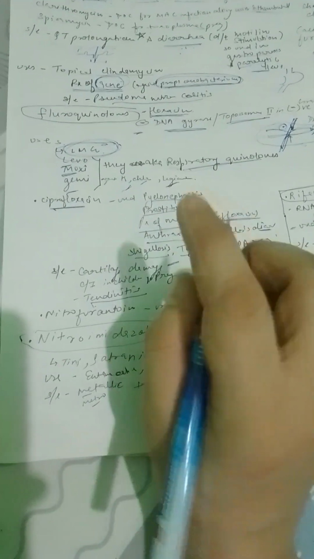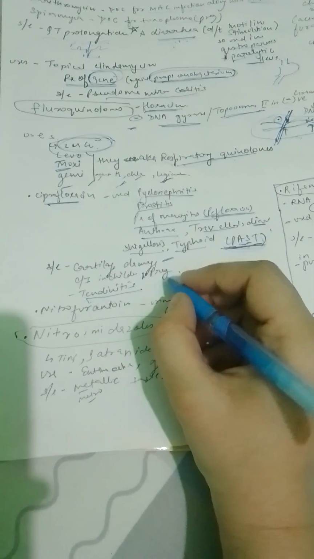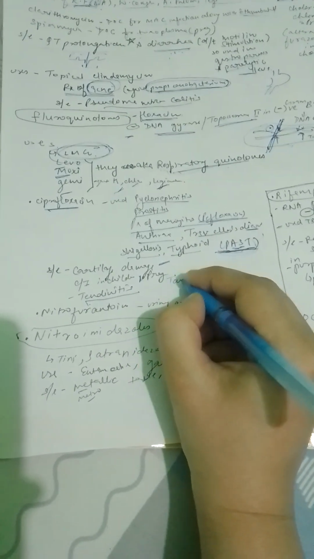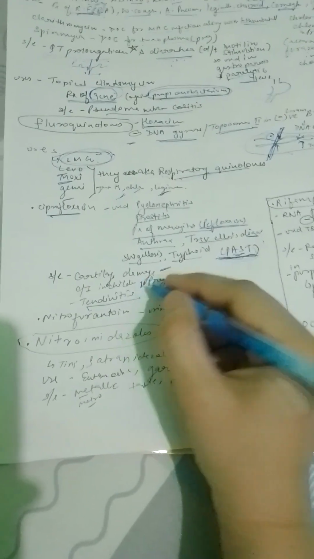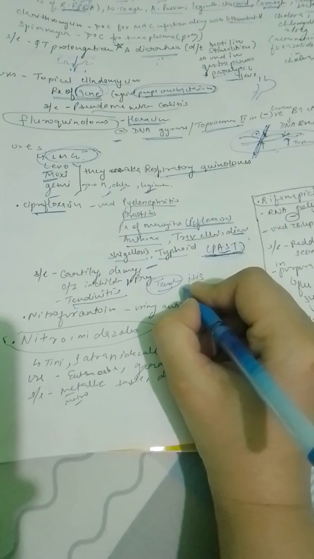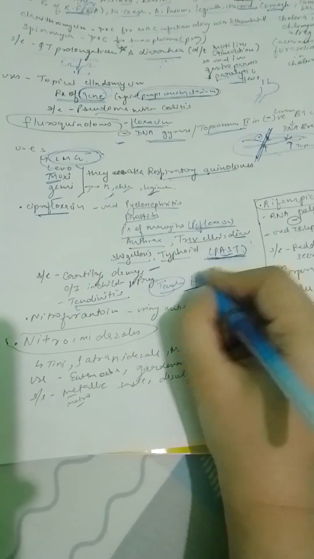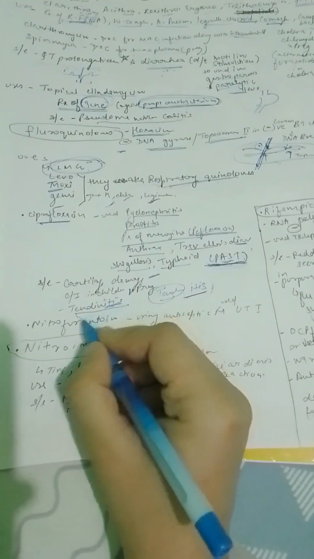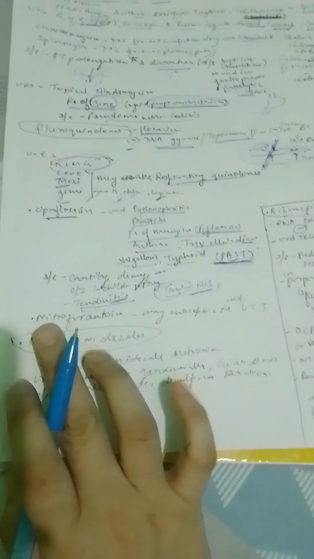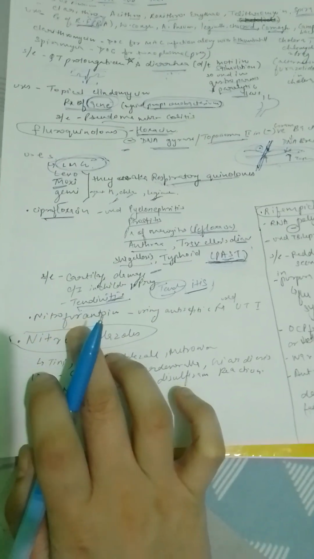What is tendinitis? Tendinitis is basically like in our body there are tendons. So if there is inflammation, then that is tendinitis. I hope we know that itis means inflammation.